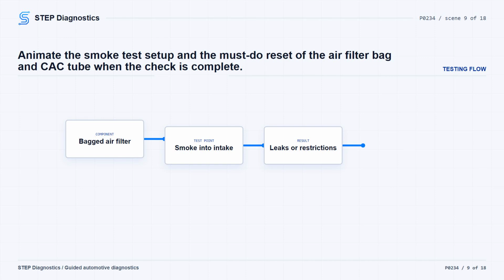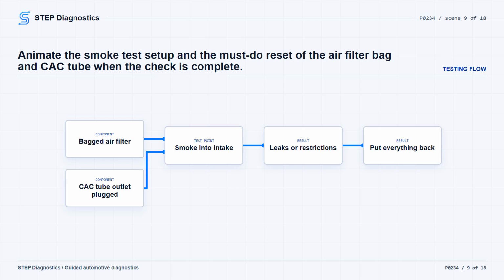If the visual performance check is clean, smoke the charge air and intake system. Disconnect the CAC tube at the throttle body, temporarily plug the CAC tube outlet, bag the air filter to block airflow out the intake port, reinstall it, and fill the intake air system with smoke using an appropriate smoke machine and adapter. Check for leaks and restrictions. When that check is done, reinstall the sensor, reconnect the CAC tube to the throttle body, and remove the plastic bag from the air filter.